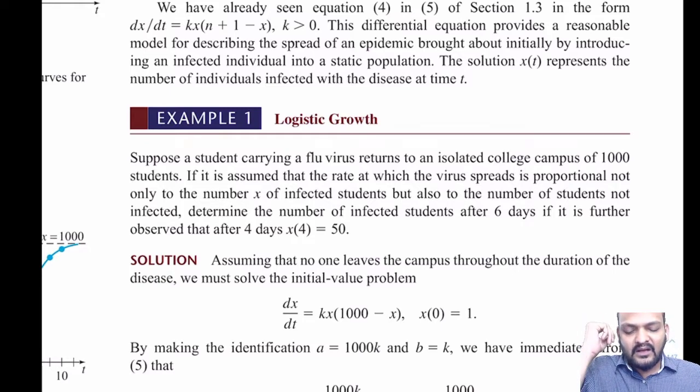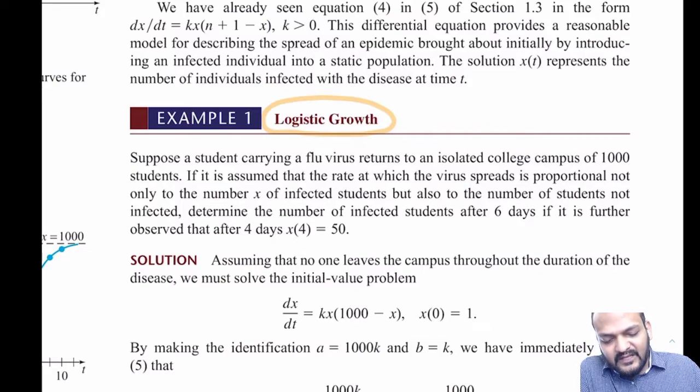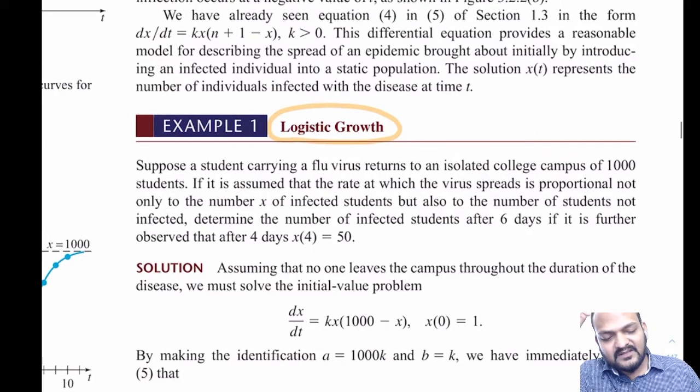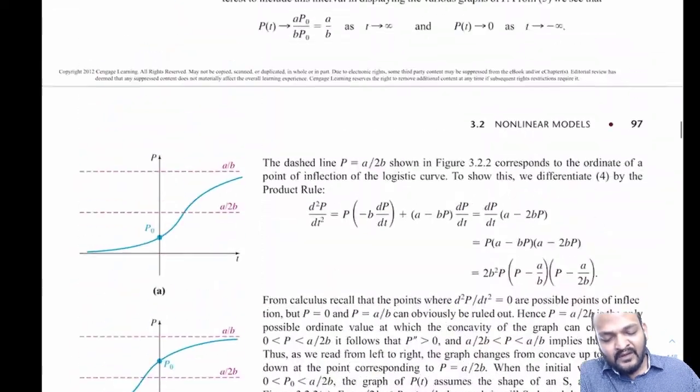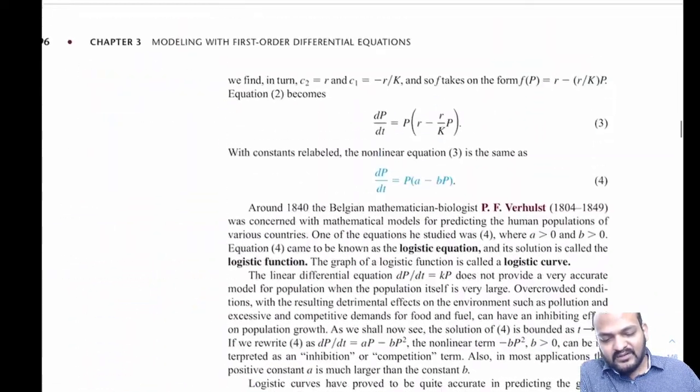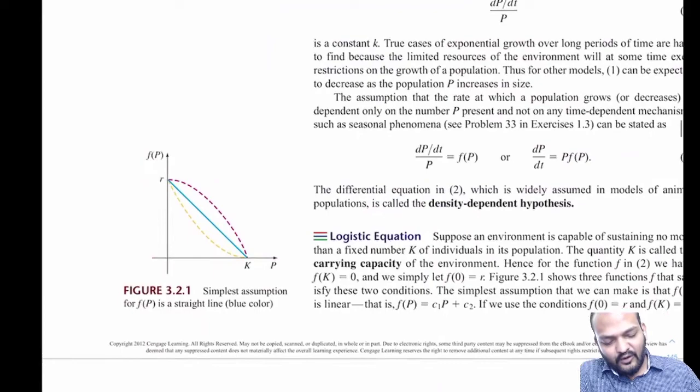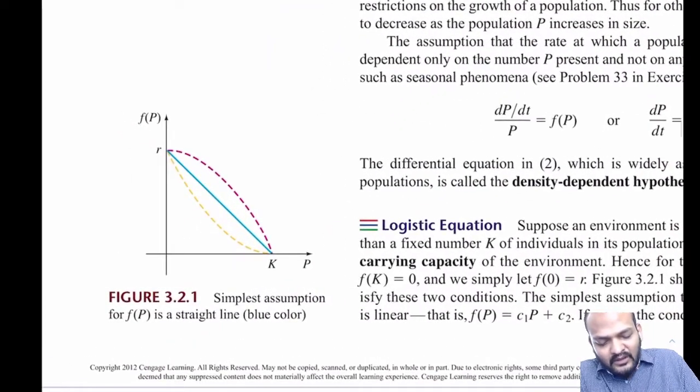So one type of modeling is what we call the logistic growth, right? There is also the Allee effect and so on. We'll talk about that in a moment. The Allee effect is more realistic than the logistic growth. So how does it work? This logistic growth assumes the following.